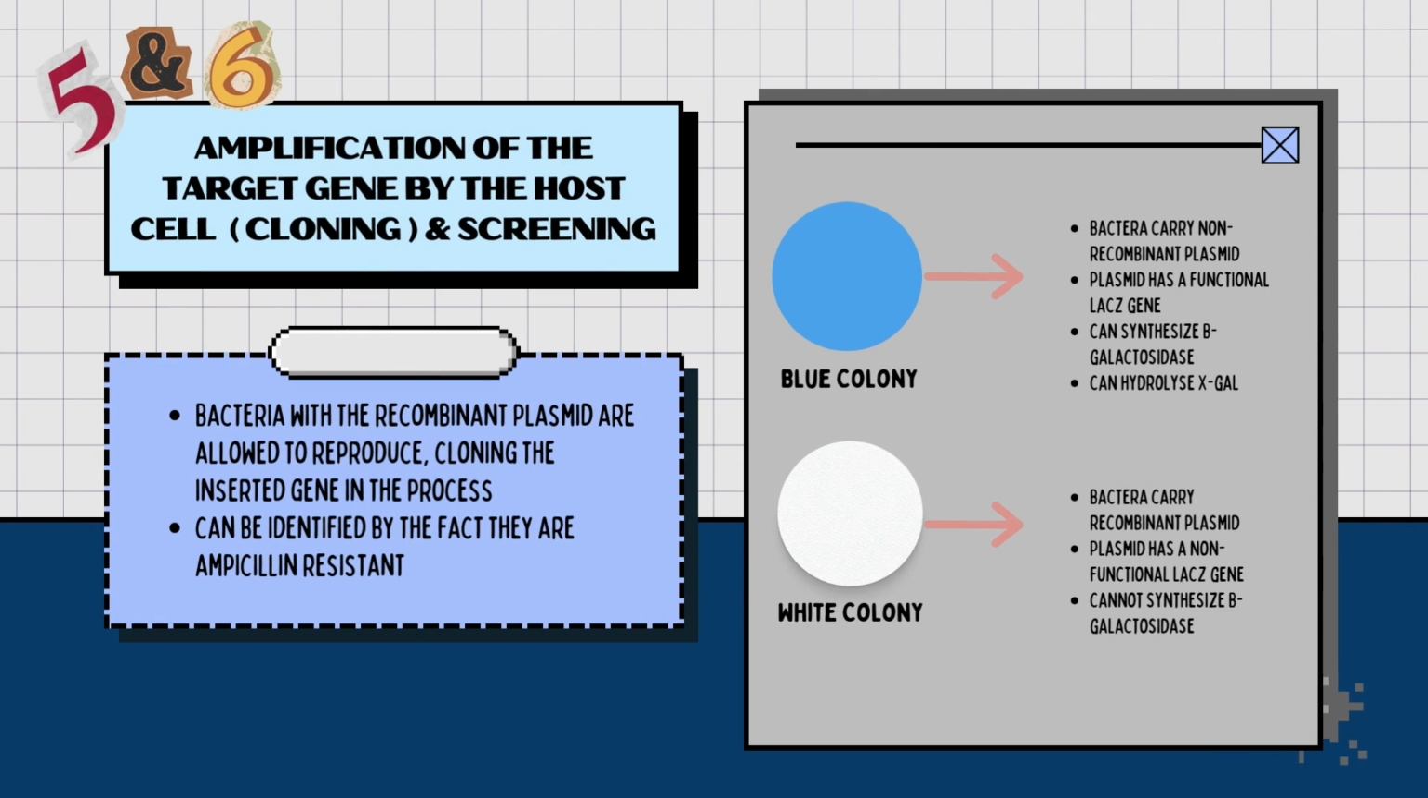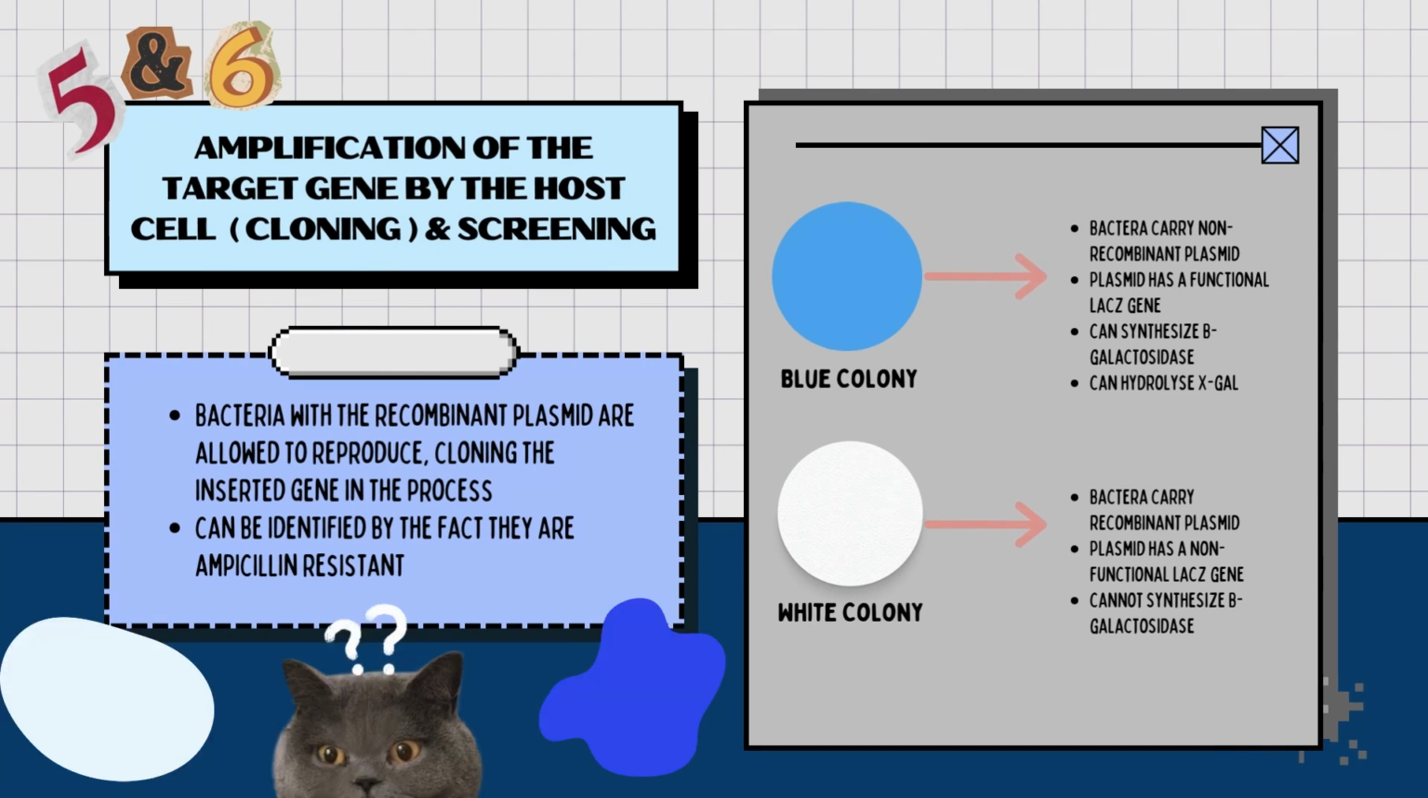We are now at the final stage, stage 5 and stage 6. In this stage, bacteria with the recombinant plasmid are allowed to reproduce, cloning the inserted gene. Bacteria that contain the plasmid with an intact LAC gene will appear blue. In contrast, colonies with the recombinant plasmid will turn white because the LAC gene is non-functional.